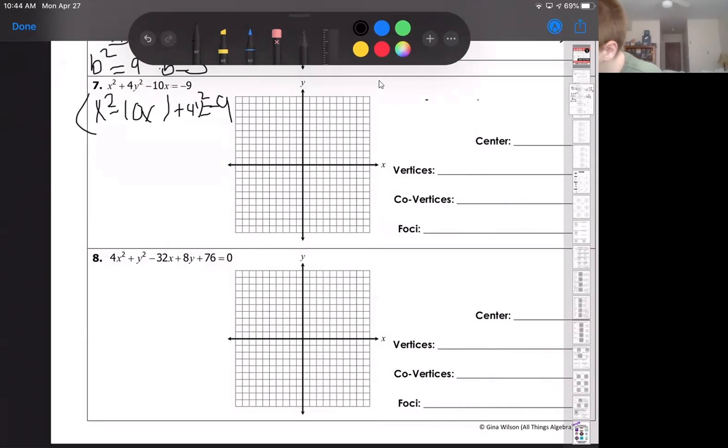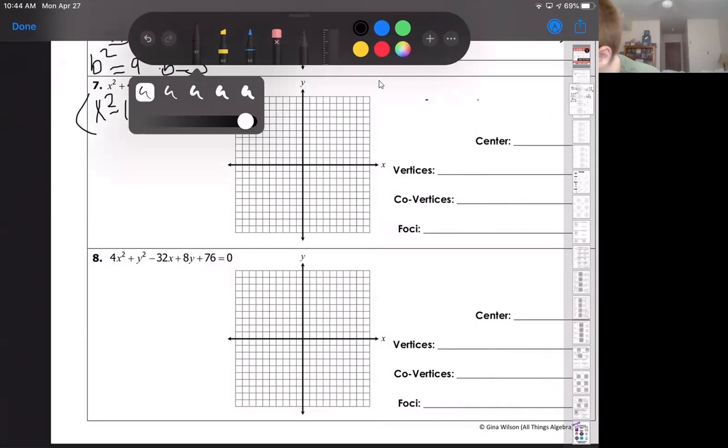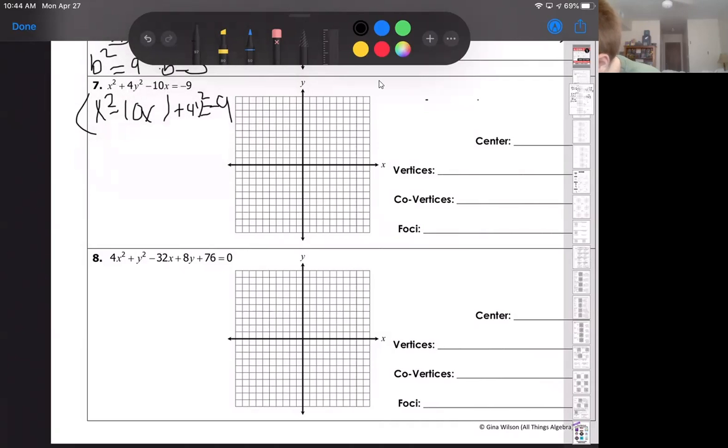To complete the square, remember you do b over 2 squared. It doesn't really matter with the signs though. So negative 10 over 2 is negative 5. Squared would be 25. So I'm going to add a 25 in here.